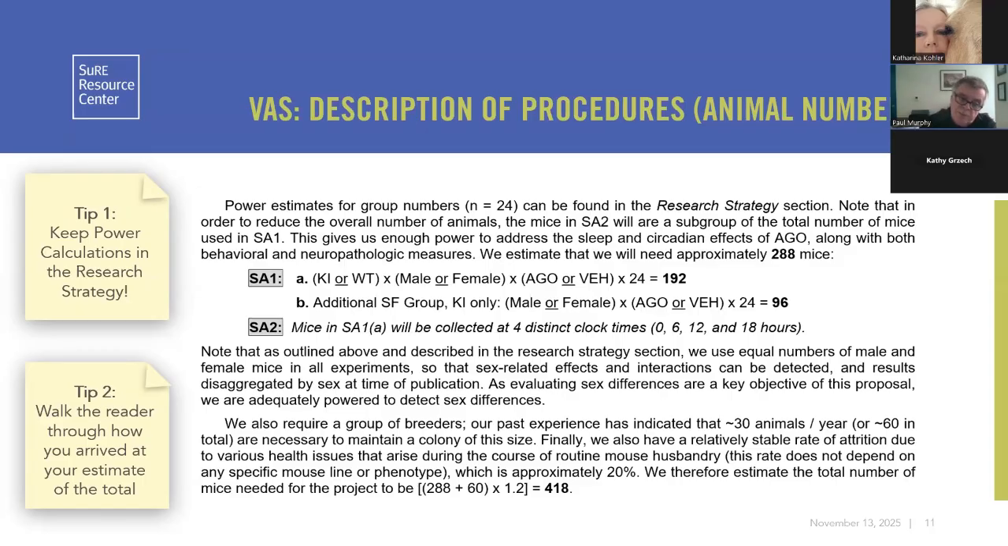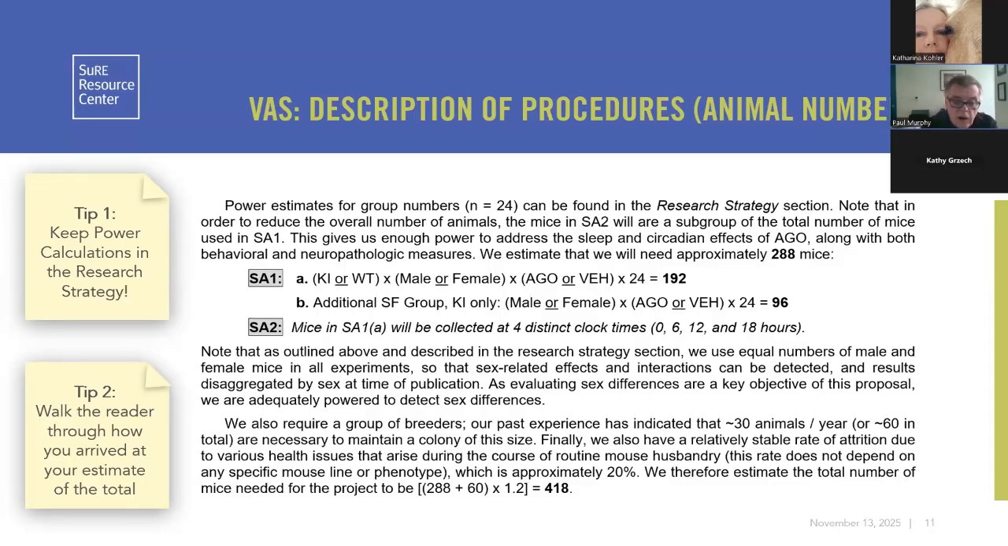But the most important part for the vertebrate animals section is to include the total of the animals. So this is where you would provide a description of the animals used in each aim and the total numbers in each experiment that you're using. So reviewers can see the total amount of approximate animal use for the proposal.